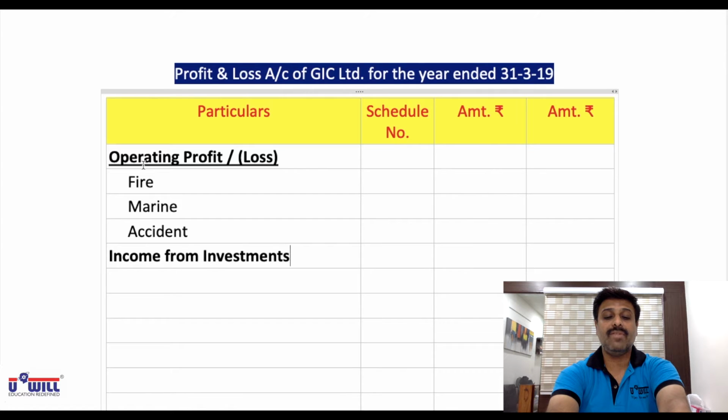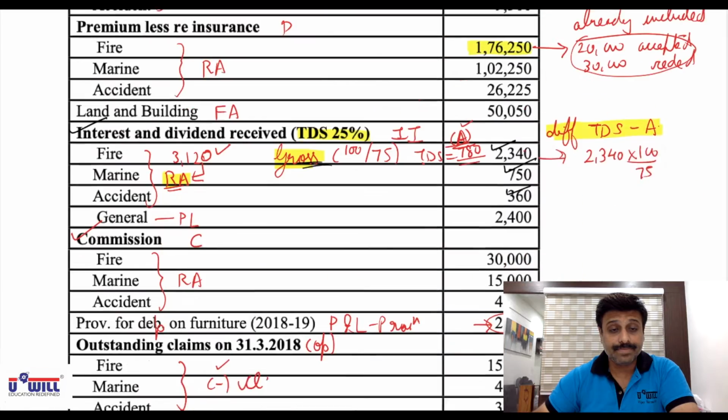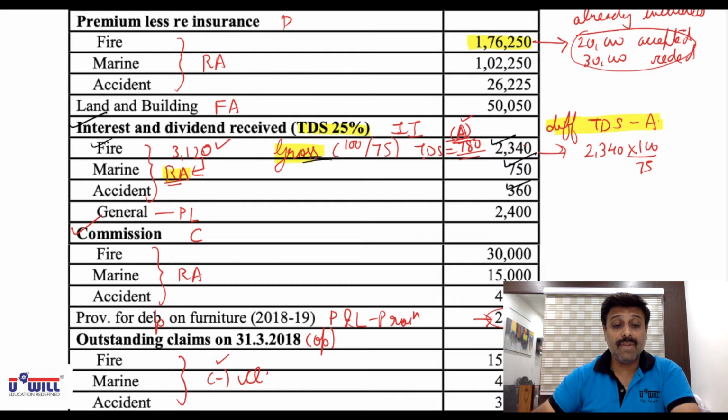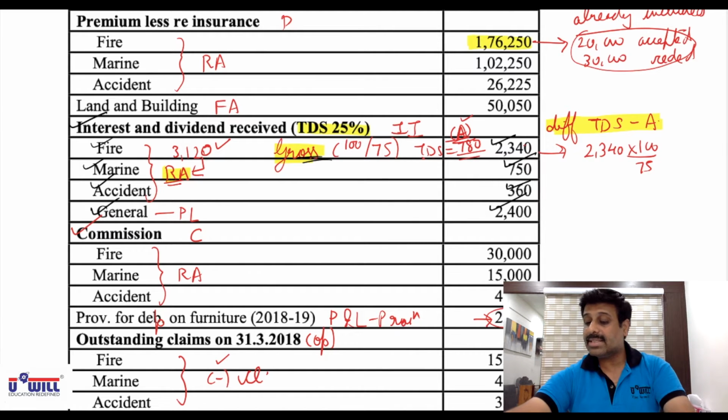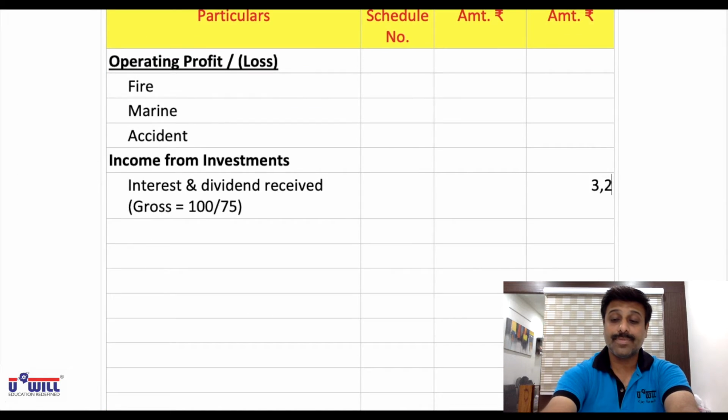Now again this income from investments will include that interest and dividend received. Okay, interest and dividend received, 100 by 75 gross amount we will show over here. So see here, general amount was given over here. This general amount, fire, marine, accident, we have recorded as 2400. So if we do 2400 into 100 divided by 75, that is 3200. So 3200 would come in profit and loss account.